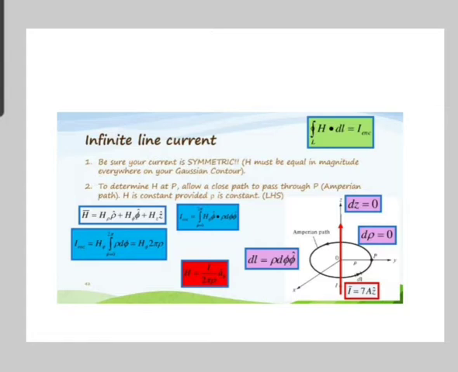So here we have to show that the current is symmetric, that is H must be equal in magnitude everywhere on a Gaussian contour. For the magnetic field intensity due to an infinite sheet of current, we have to consider a uniform sheet of surface density K, which is located in the plane z. So the sheet current density is defined as the total current flowing per unit width of the sheet.